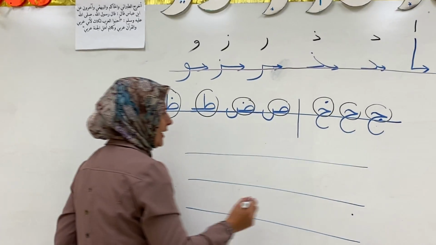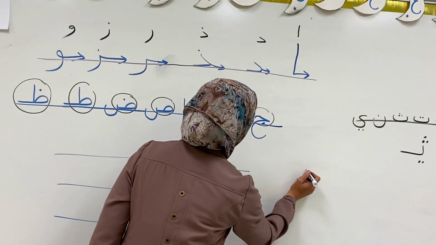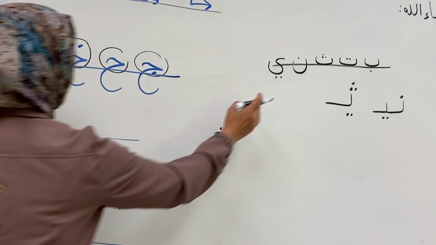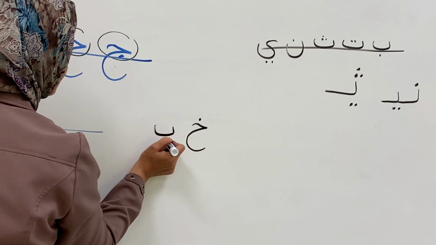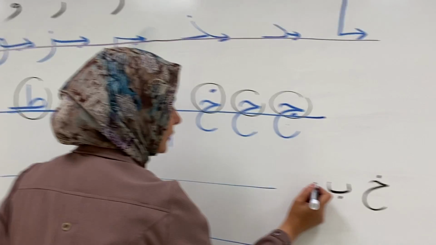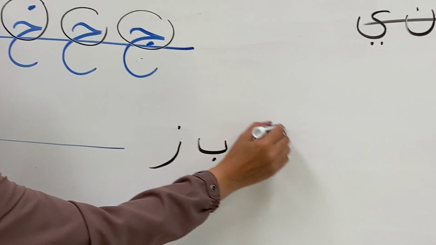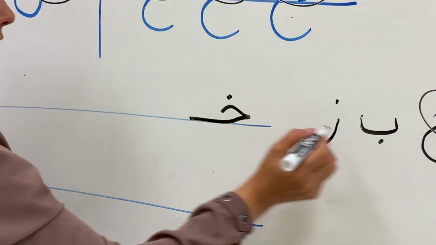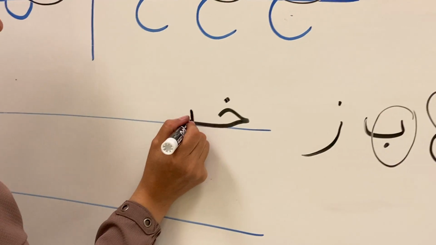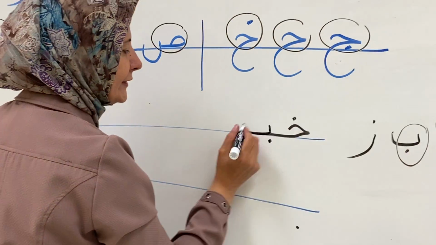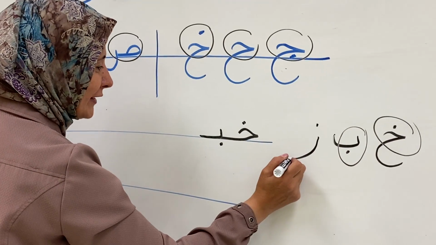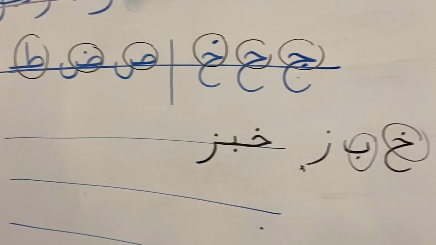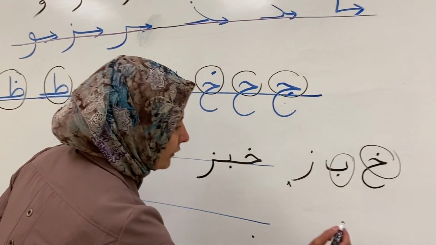So now, I have a kalimat, khabaza, to bake. I have a kha, and we learned from before the ba, and we learned the za. I'm going to connect it. I'm going to take this part from the kha, and I stay on the line. I'll take this part from the ba, and I'll stay on the line. And the za, we learned that I can connect it from here, but not from here. So I'm just going to go down for the za. And that's for khabaza.